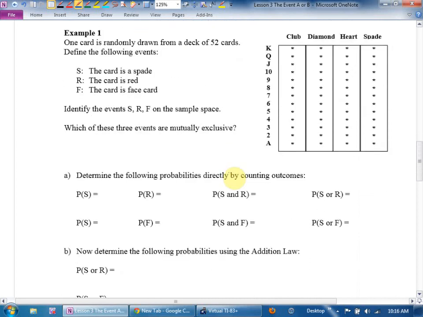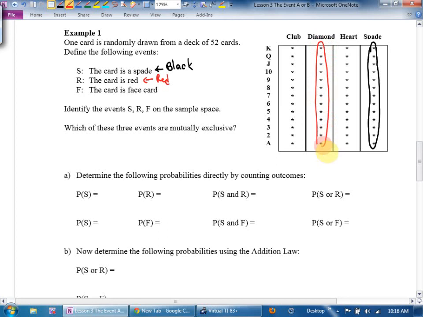Example one. One card is drawn randomly from a deck of 52 cards. Event S is the card is a spade. I'm going to do this in black, and I'm going to circle all of the spades. That's this one right here. Event R is that the card is red. I'll do that in red. All the red cards are right here.